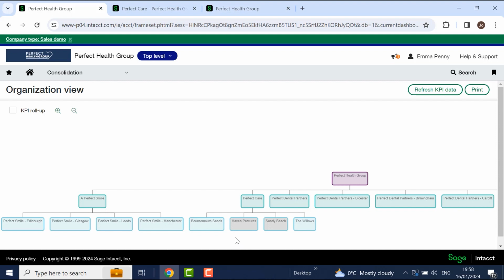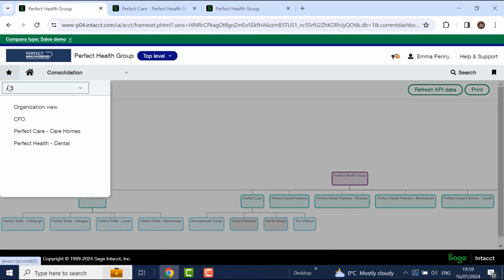It's interesting to note that Haven Pastures and Sandy Beach are no longer active, so they've obviously been sold or disposed of. We can also see that we've got Perfect Dental Partners with all of the divisions there. Now, it's possible to map onto this a number of key performance indicators, so we can see top metrics for the healthcare group as a whole, or each individual legal entity or site that sits underneath that.